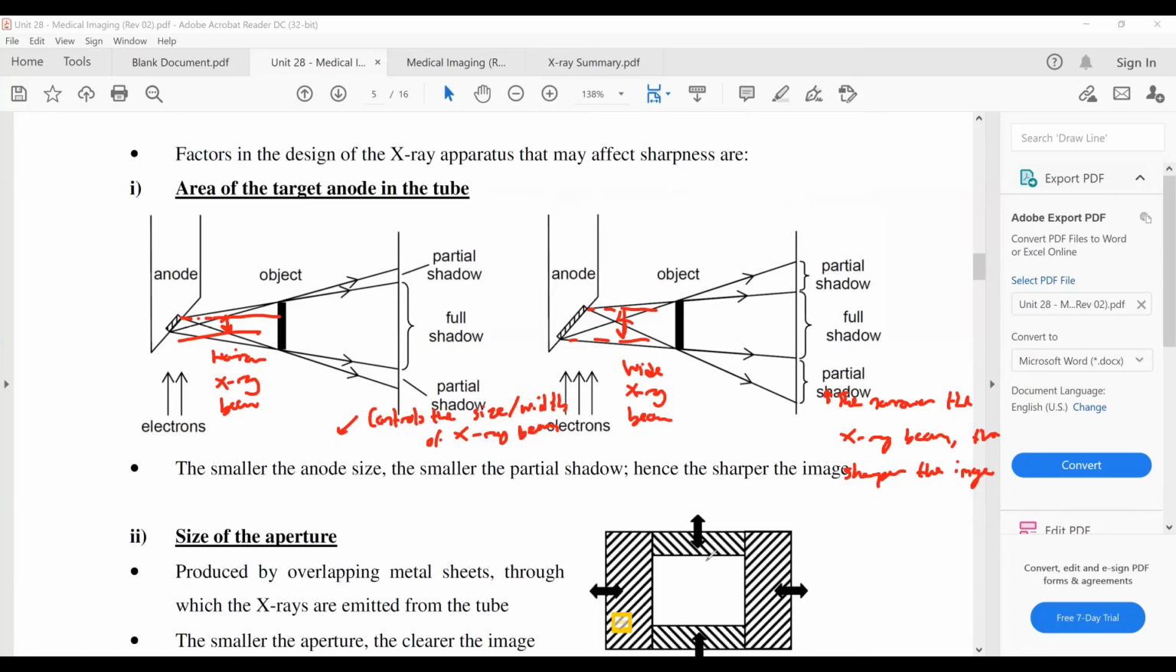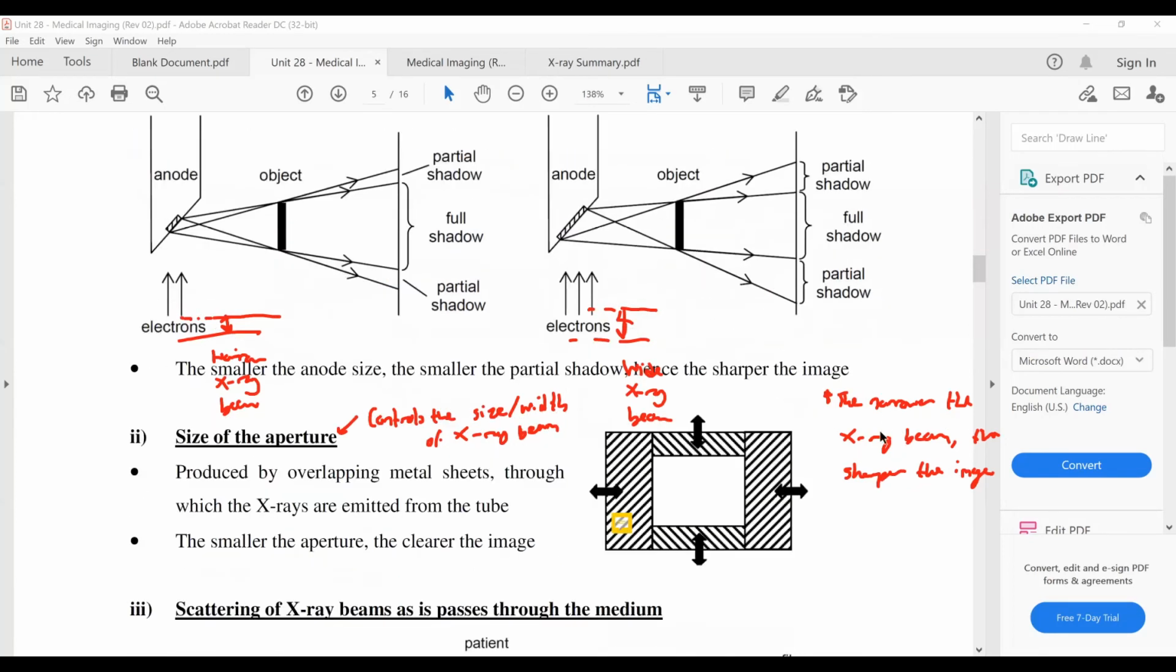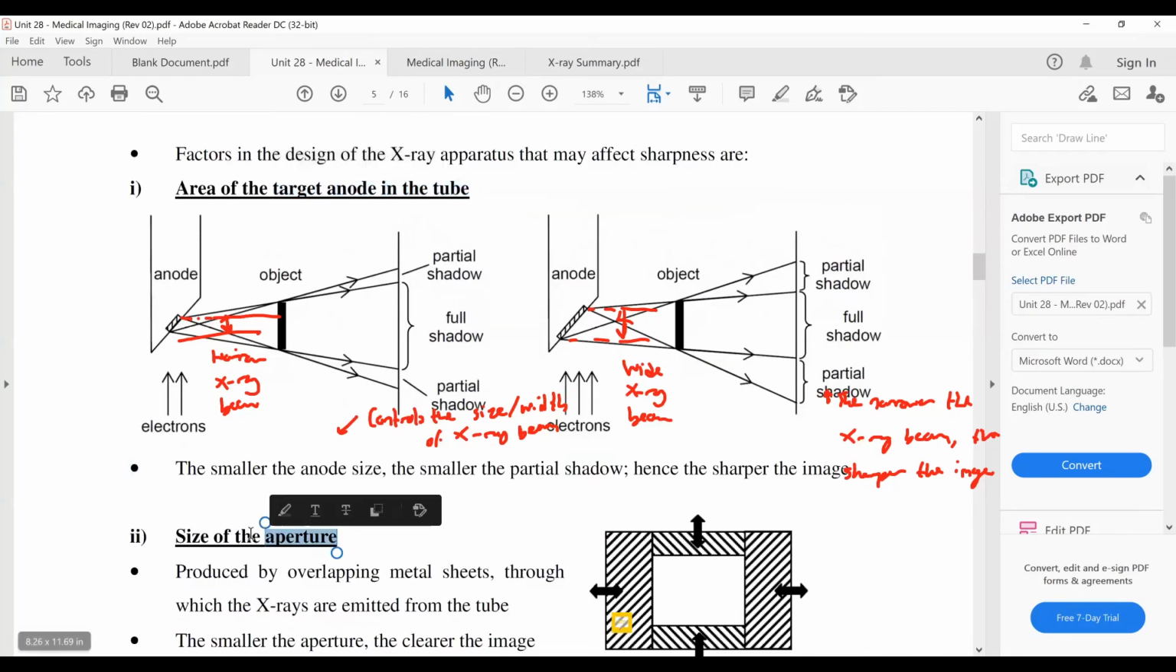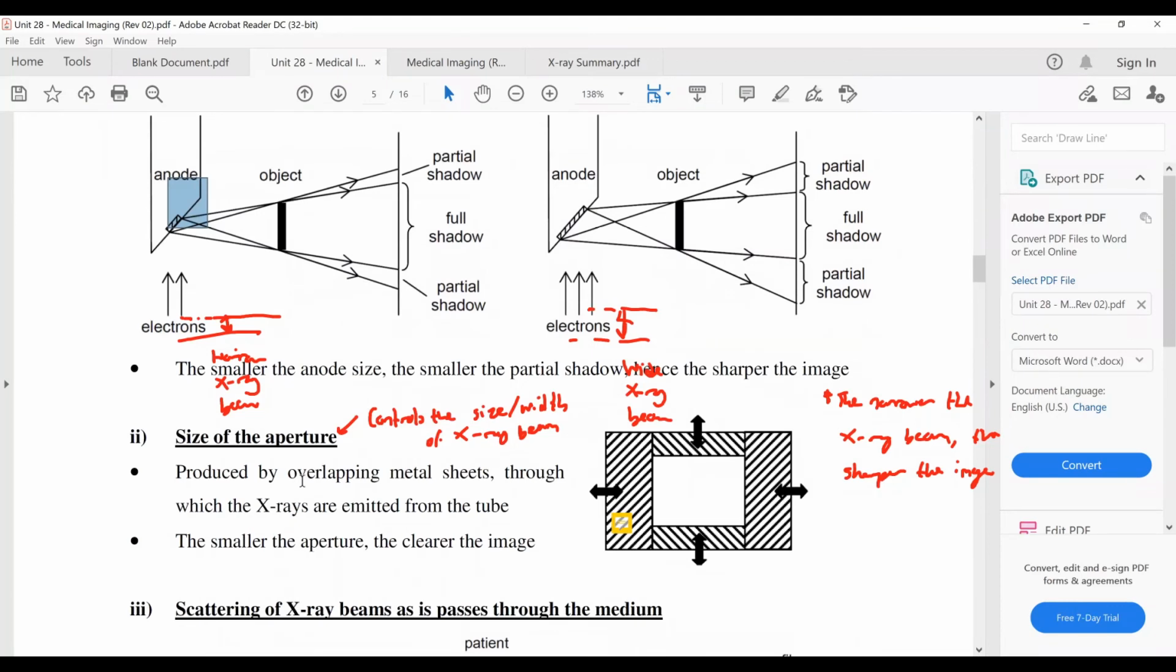So the width here actually plays an important part in sharpness. So actually when you're talking about the anode size and the size of the aperture, which in turn affects sharpness, these two actually affect the size or width of your X-ray beam. If you're able to make it in such a way that the X-ray beam is narrow, you're going to get a sharp image. So for the case of anode size, if you want your X-ray beam to be narrow, you use small anode size. In the case of an aperture, if you want your X-ray beam to be narrow, you use aperture to purposely limit the size of your X-ray beam produced.